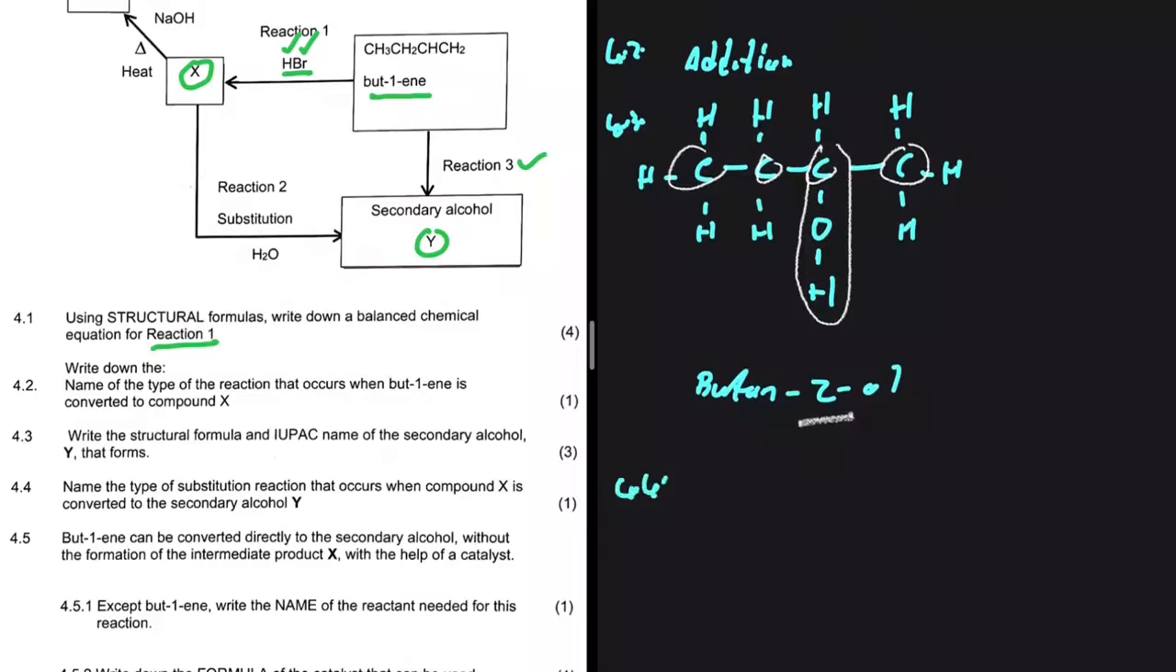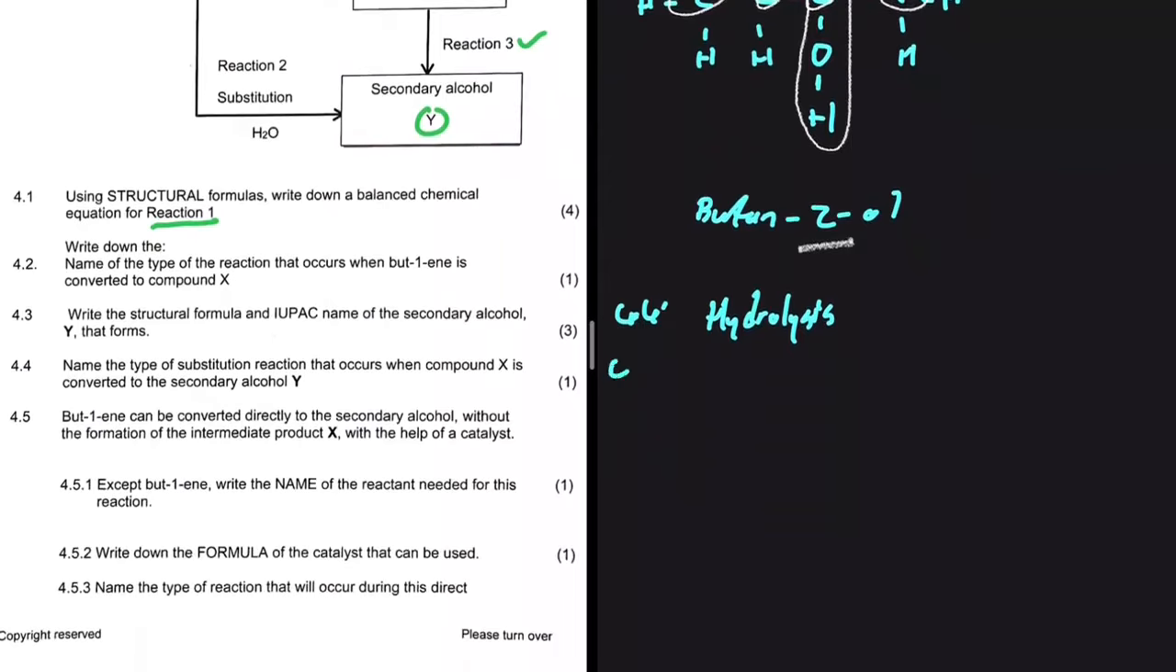Name the type of substitution reaction that occurs when compound X is converted to the secondary alcohol Y. So there is only one substitution reaction that can give you an alcohol. It is hydrolysis. There is no other substitution reaction that leads to the formation of an alcohol. So without thinking very hard, we know that the answer is hydrolysis there. If your alcohol is formed through a substitution reaction, it is hydrolysis. If it is formed through an addition reaction, it is hydration. Yes, 4.5, 4.5.1.